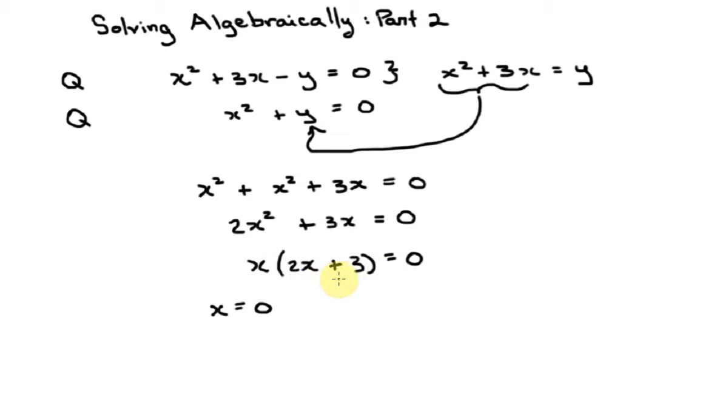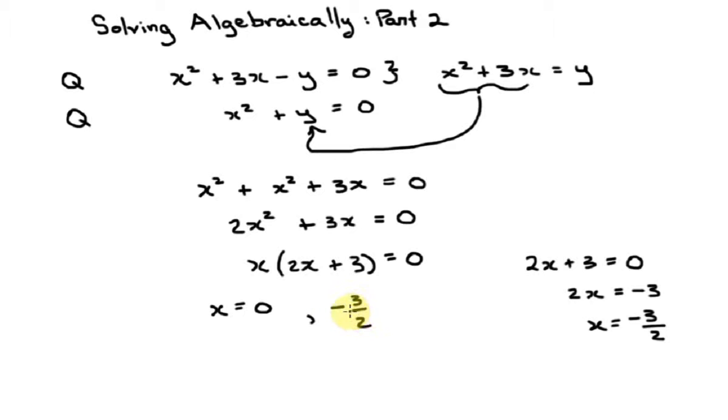And the other one might be a little harder to spot. I would like 2x plus 3 to become 0, so I am going to just work that out on the side. 2x plus 3, I would like that to become equal to 0. So if I solve this little equation here, I'm going to bring that 3 to the right side and then divide by 2. So that's my other solution. x is negative 3 halves. So here we have our two solutions for x.